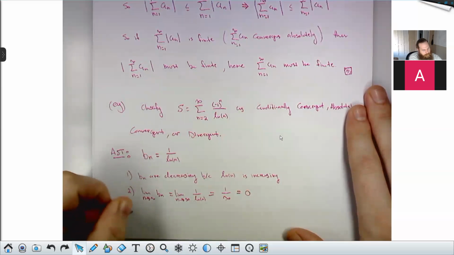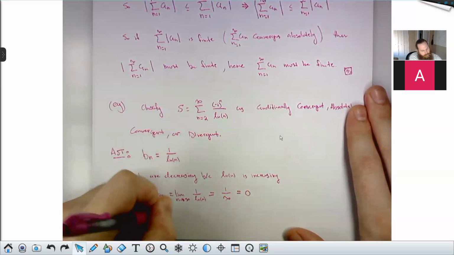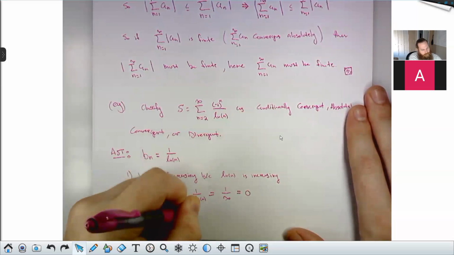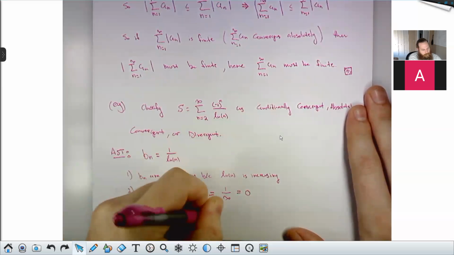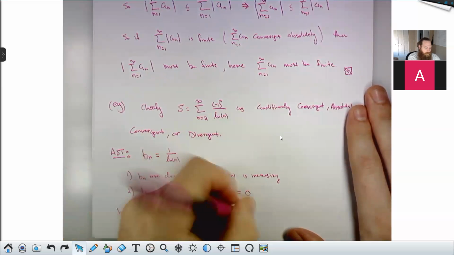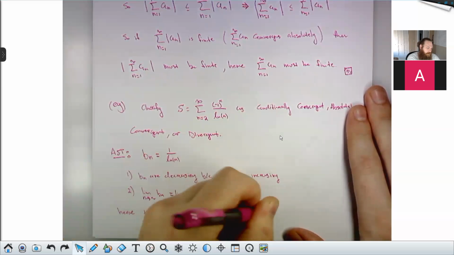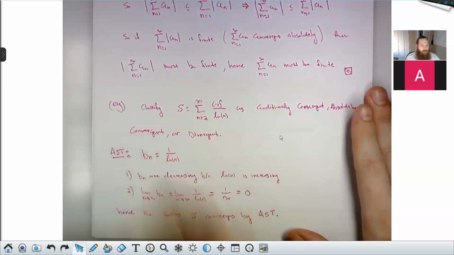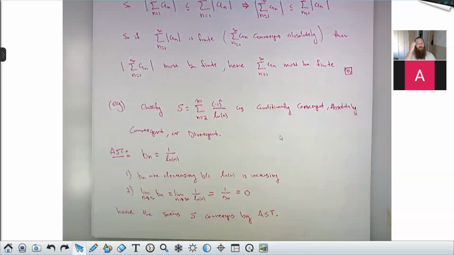So this is 1 over infinity, which is indeed 0. Hence, the series converges by the alternating series test. Okay, so the series is convergent. But is it absolutely convergent or conditionally convergent? It's got to be one of those two. Can't converge and not fall into one of those boxes. So which box does it fall into?